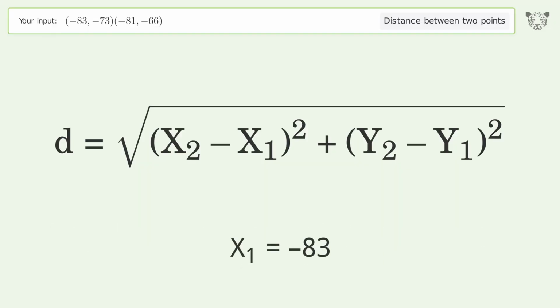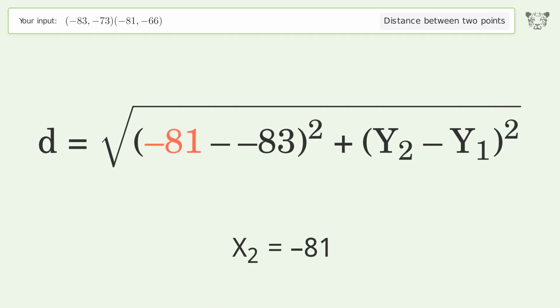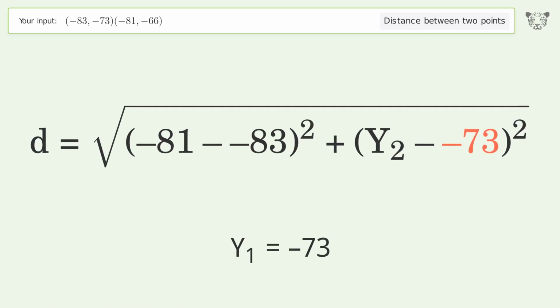x1 equals -83. x2 equals -81. y1 equals -73. y2 equals -66.